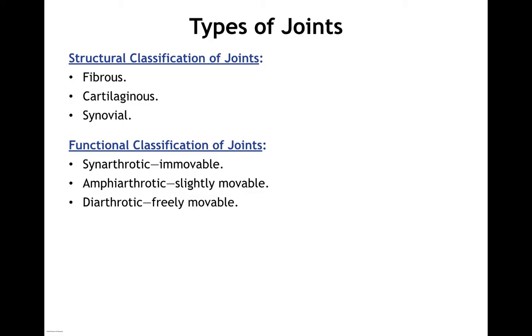They are classified into three big groups: fibrous, cartilaginous, or synovial. And they are also classified according to the amount of movement that they use, so a functional classification. They can be synarthrotic, which are immovable, amphiarthrotic, which are slightly movable, or diarthrotic, which are freely movable. But remember, when we say freely movable, that is within the confines of the shape of that particular joint.